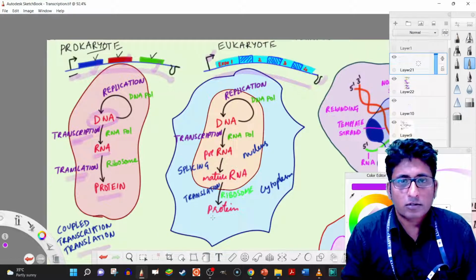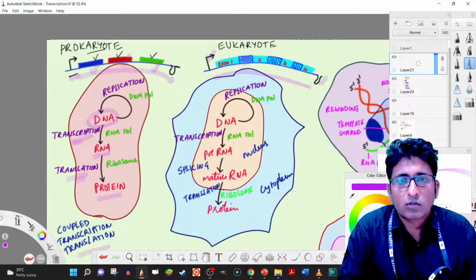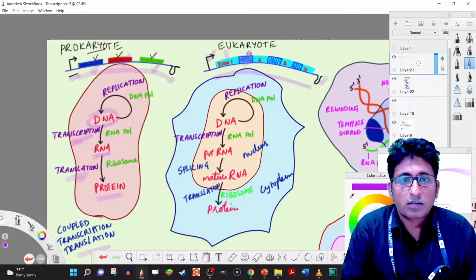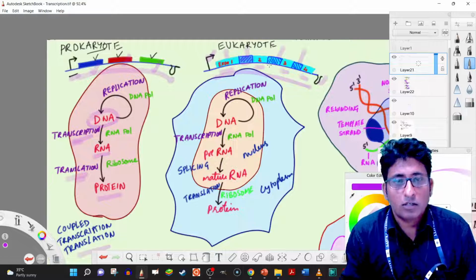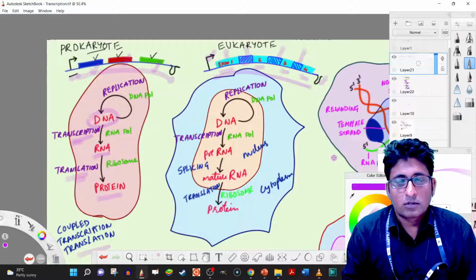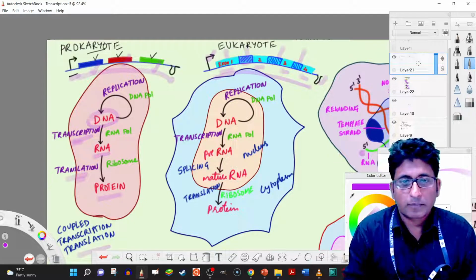In eukaryotes, as we discussed, there are intervening regions which are referred to as introns. The coding regions are referred to as exons: exon 1, 2, exon 3 and exon 4, and there are 3 intervening sequences or introns. So for a protein to be produced, these introns should be removed and the exons should be joined.